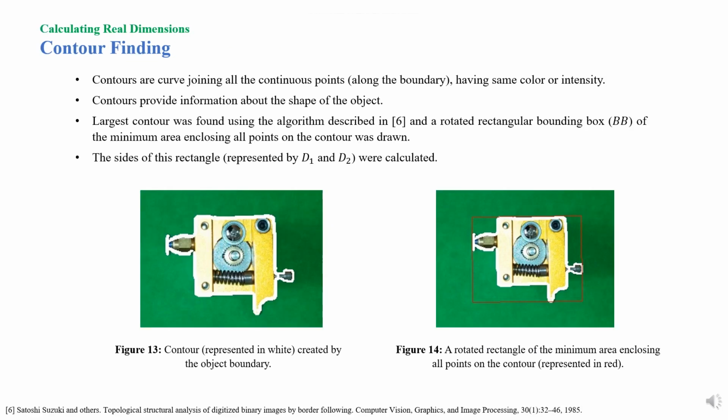Contours are curves joining all the continuous points along the boundary having the same color or intensity. Contours provide information about the shape of the object. A rotated rectangle of minimum area, including all the points on the contour, was found. The sides of this rectangle were calculated. Figure 13 shows the contour created by the object boundary. Figure 14 shows a rectangle of minimum area including all the points on the contour.